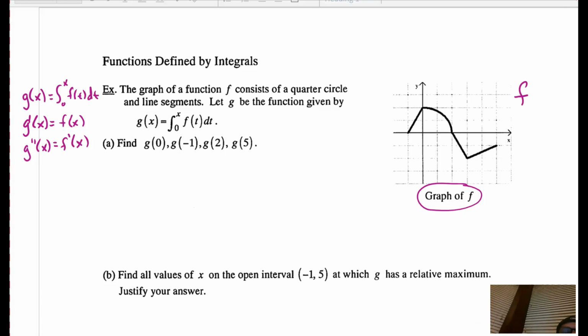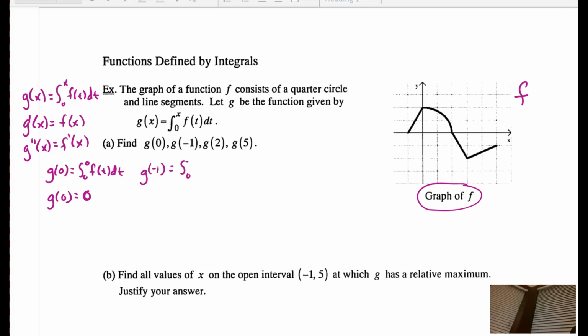And then the first question says find g of 0. So we're going to plug in 0 for all the x's. G of 0 is the integral from 0 to 0 of f of t dt, which is 0. The upper limit and the lower limit are the same. Then we're going to plug in negative 1. G of negative 1 is equal to the integral from 0 to negative 1.